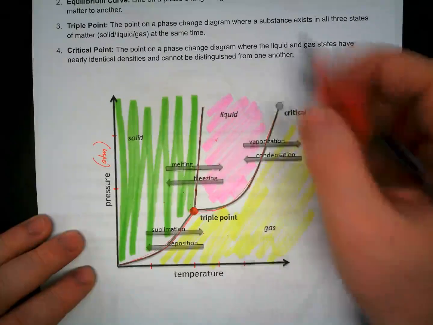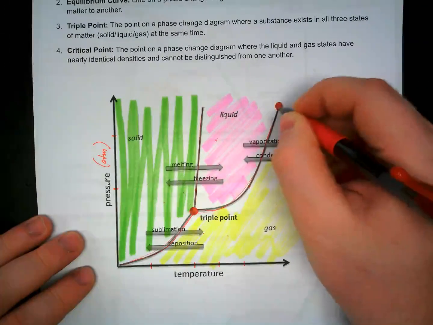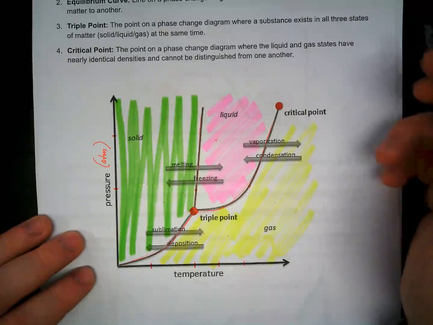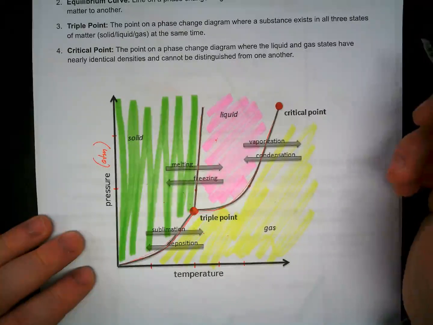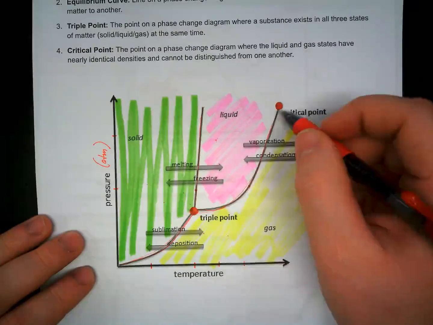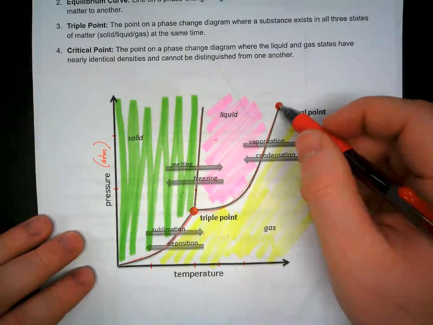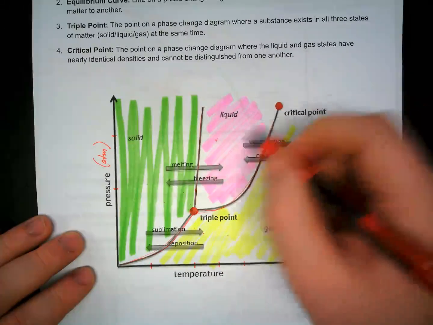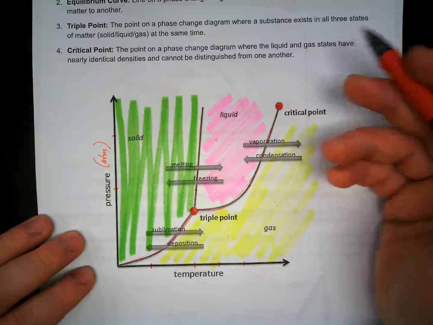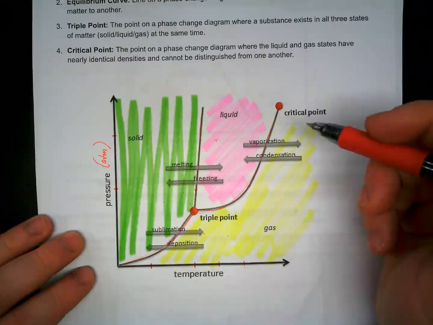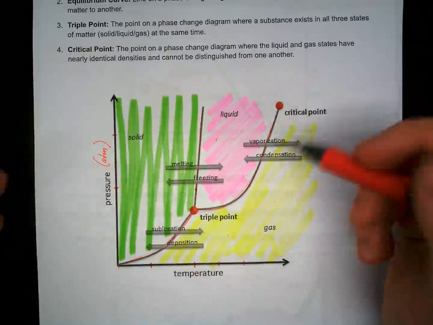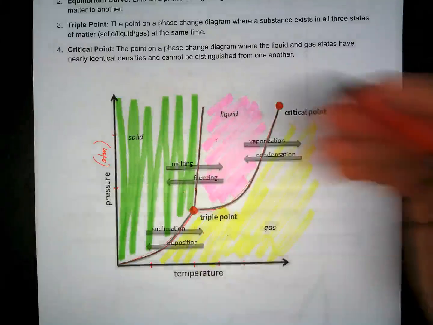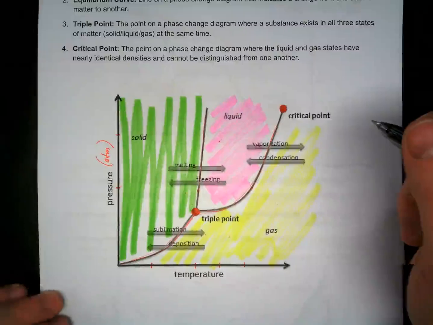Then there's the critical point, all the way up here. The critical point is a point on a phase change diagram where the liquid and gas states have nearly identical densities and cannot be distinguished from one another. It's kind of like the triple point, but up here it's going between liquid and gas back and forth constantly. At any given moment, you're not able to know exactly how much gas you have versus liquid, because they change so quickly and rapidly between one another. That's all the critical point is.